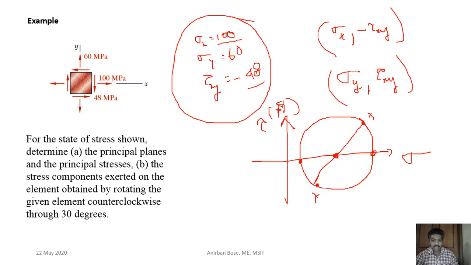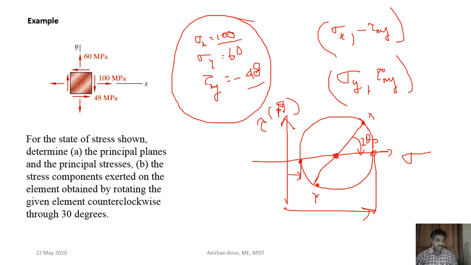Okay, this will be sigma max from here to here, and this distance will be sigma min, right? This angle you can easily measure, and that angle divided by 2 will be the theta p. Okay, so in this way we can also find out everything.